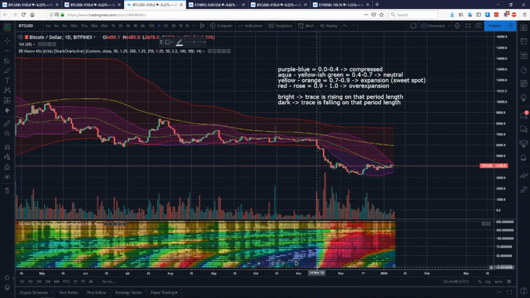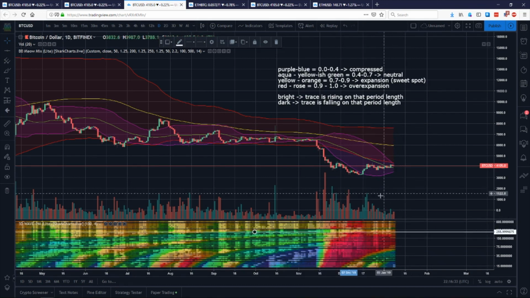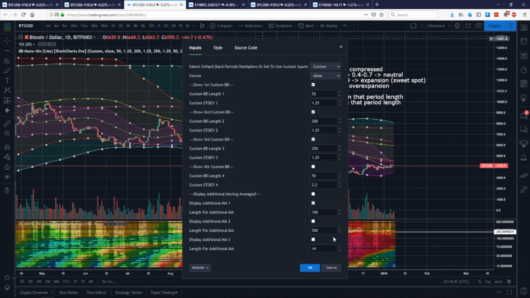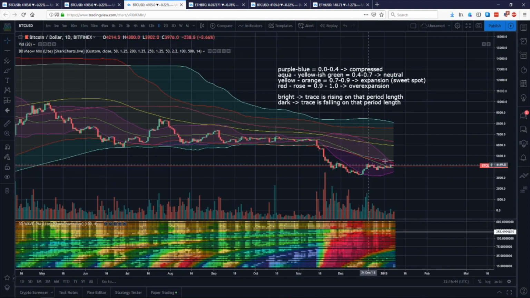So the way that plays out on 3D wave PM is that as we continue down and continue to expand the bands, they expand further and further and further out on further and further period lengths until they finally exhaust somewhere. And that makes for your longest overexpanded period. So here it's roughly the 250 period. So if we load up the 250 band, what you see is that we haven't actually reached it.